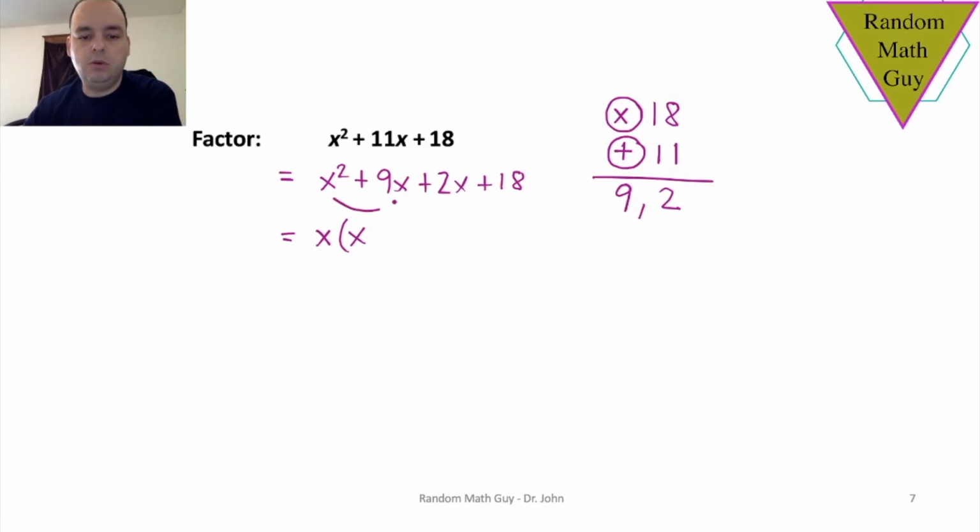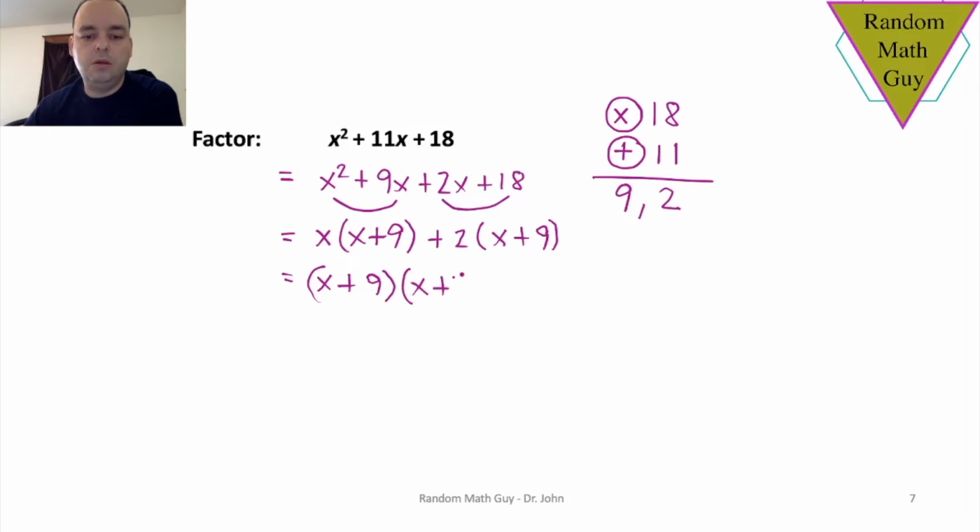If we decompose and then follow it by grouping here, we can take out an x from the first pair and a 2 from the second pair, leaving us with the same x plus 9 binomial. So there you have it.